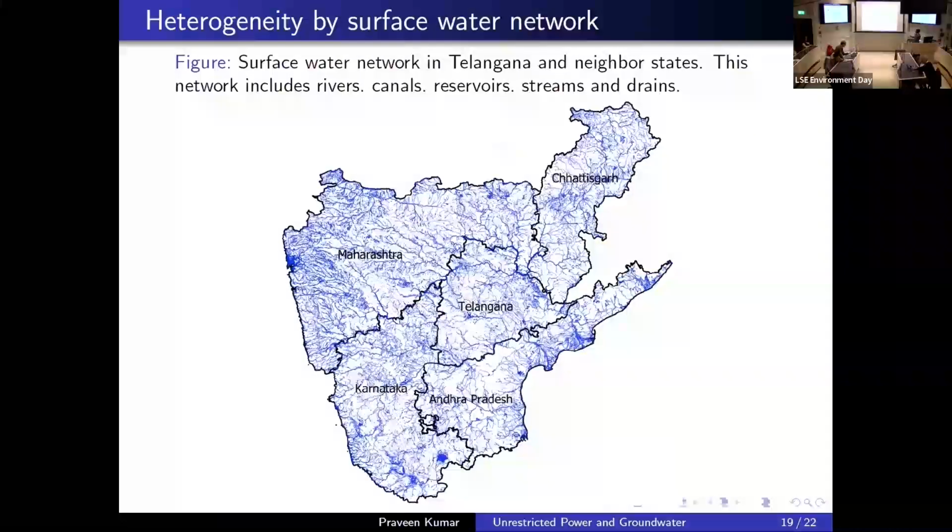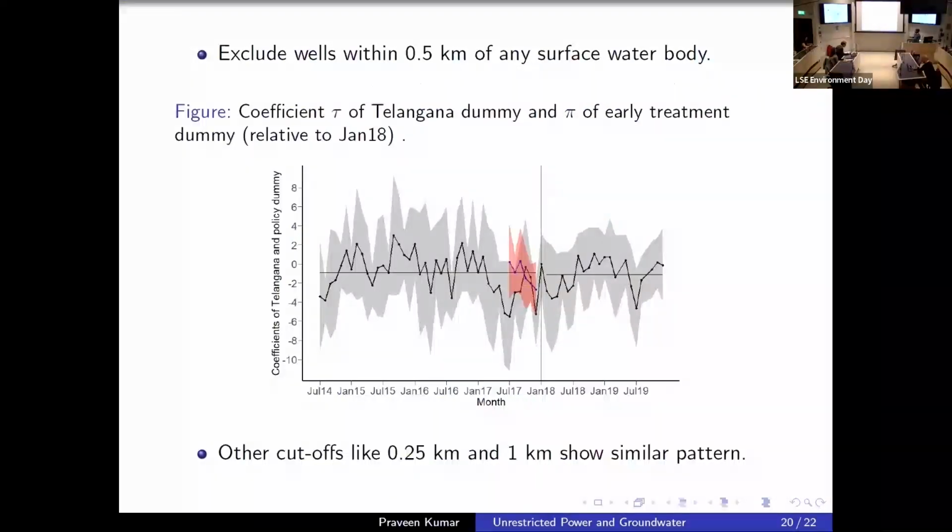Okay. Till now the summary is there is no impact on groundwater depth, but there is an increase in agricultural power consumption. To look at why there is no impact on groundwater depth, we look at, I mean, if there is some contamination from the surface water network. So this is the surface water network, and what we do, we exclude wells which are near any surface water body, maybe pond, river, streams, things like that. We exclude wells within 0.25 kilometer, 1 kilometer, and even 5 kilometer, and we don't find any impact on groundwater depth.